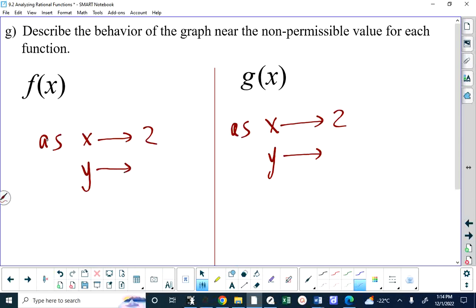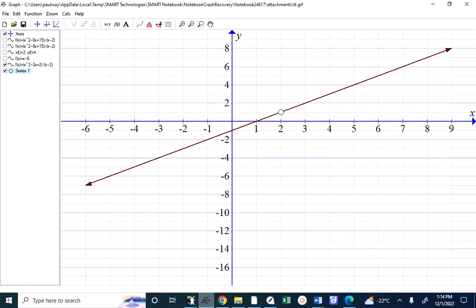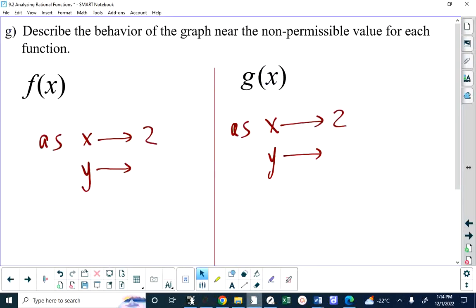So let's take a look at g of x first, which is this graph. And I already kind of demonstrated this to you on my calculator by going trace 1.9, trace 1.99, trace 1.999. As x gets closer to 2, what is y getting closer to? 1.